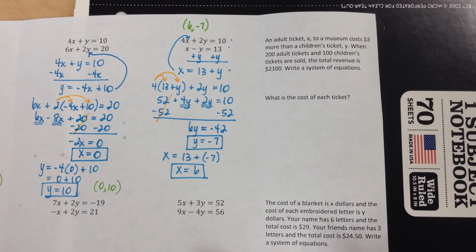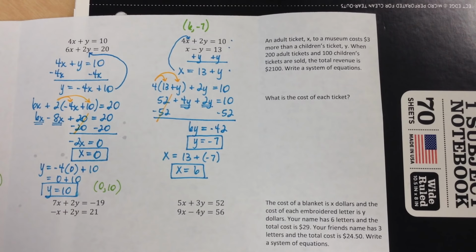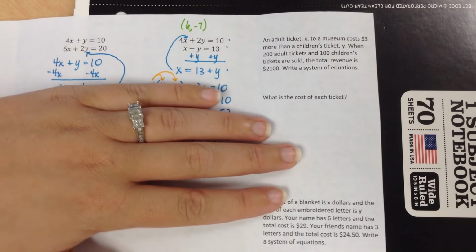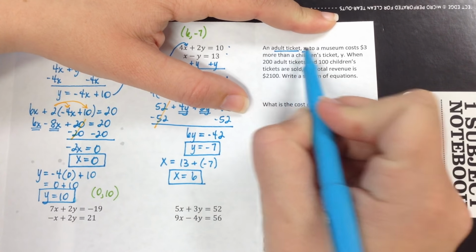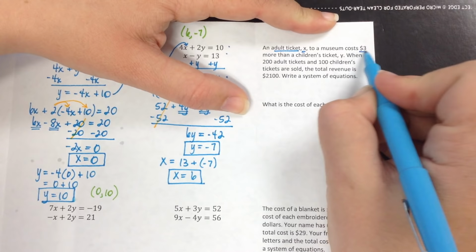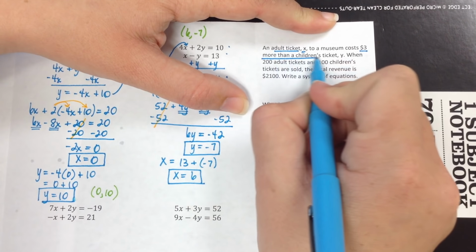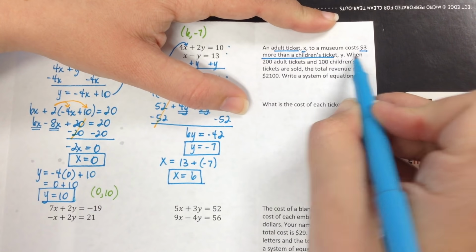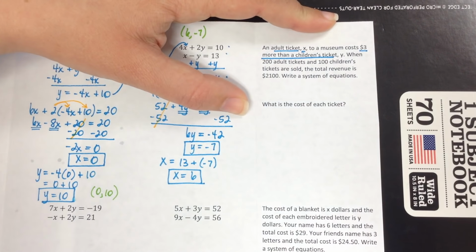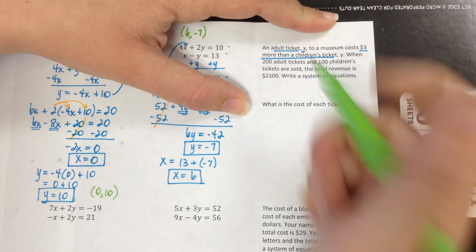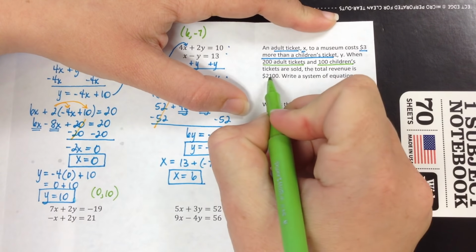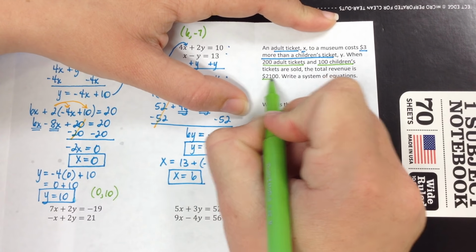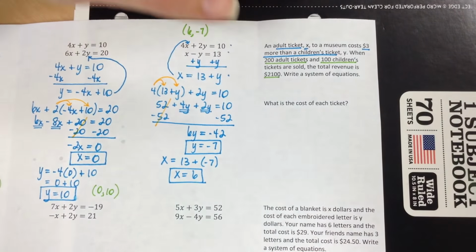Okay, let's move over to the word problem for substitution. It says an adult ticket, so x's are the adult tickets, to a museum costs 3 more than a children's ticket. When 200 adult tickets and 100 children tickets are sold, the total revenue is $2,100. Write a system of equations.